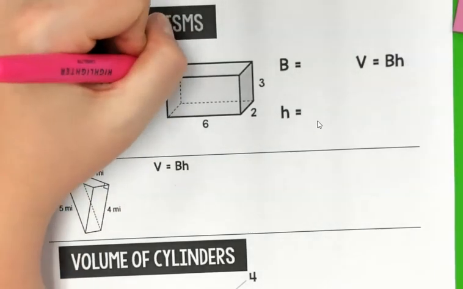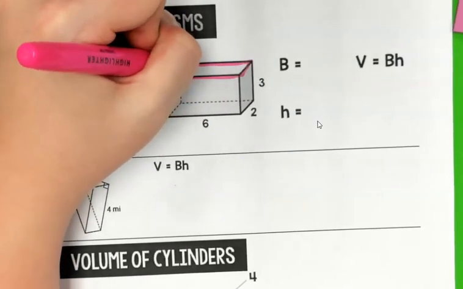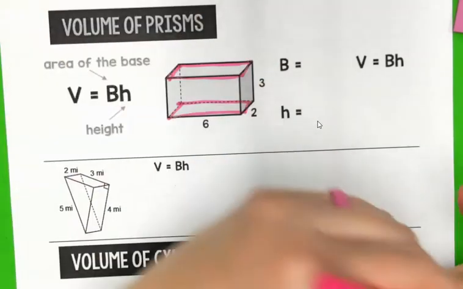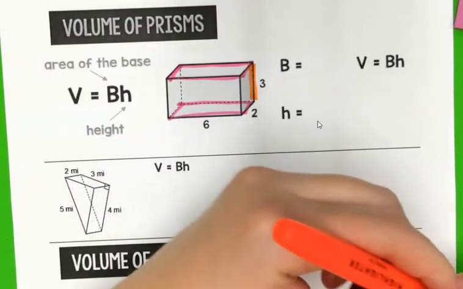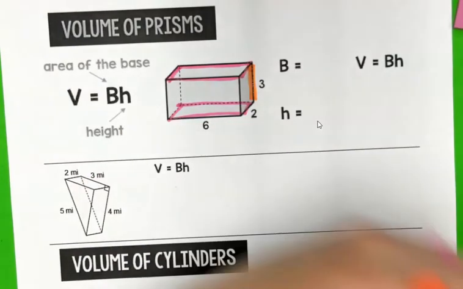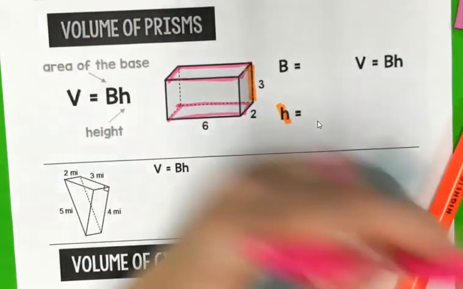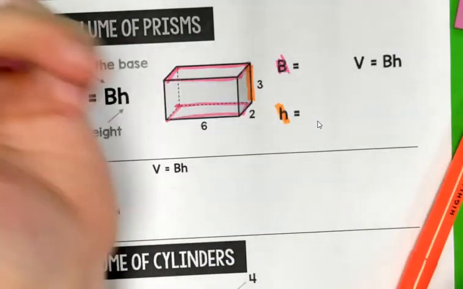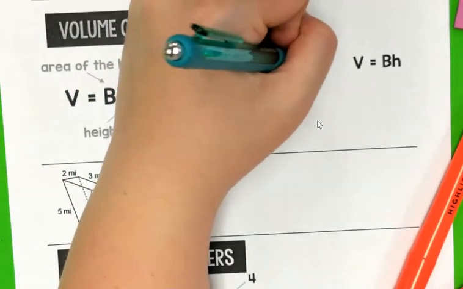So for volume, it's just simply area of our two bases times our height. Since this is just a rectangle, our pink base is just simply going to be base times height, because that is the area of the rectangle.